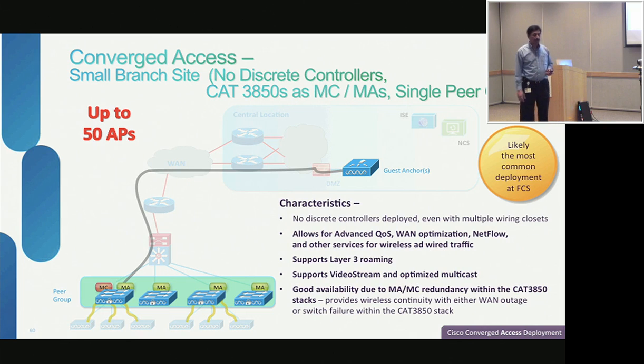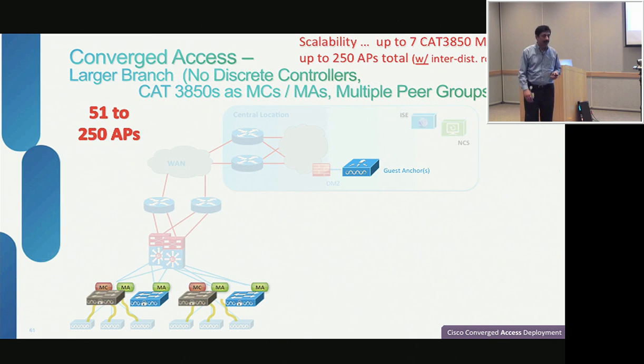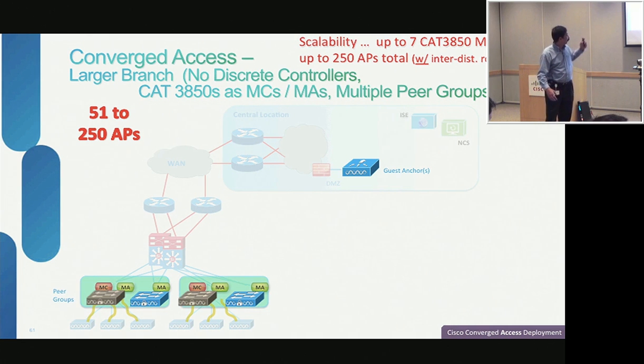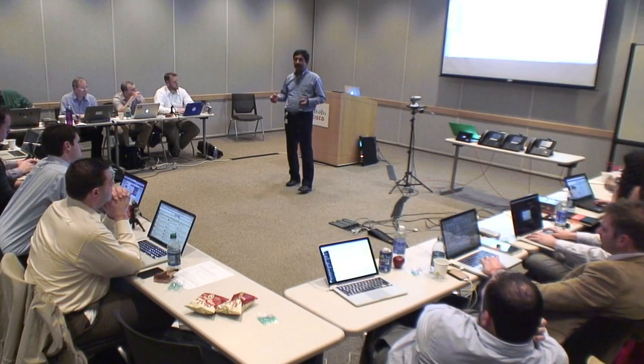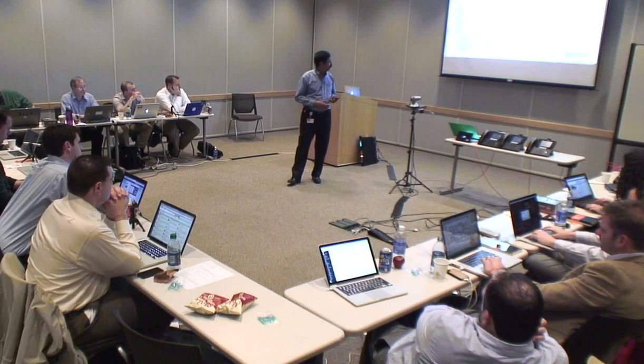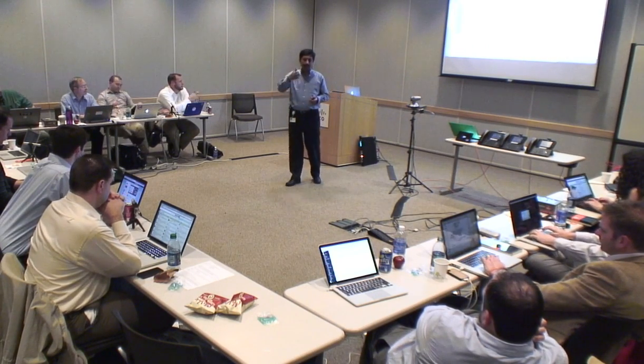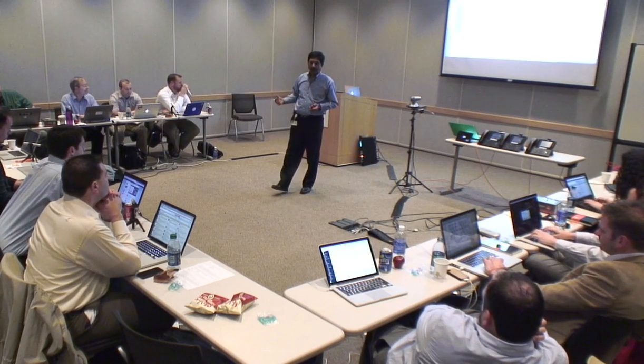But if you want to do anything more than this, if you want to scale between 51 to 250 access points, you can still go with the 3850 as the setup. You do not need an external controller. You can have MCs on the 3850 configured and still have up to 250 access points connected here, and scale up to 16,000 clients. Here comes the catch. When you scale beyond 250 access points, you need to use an external controller, which is basically a 5508 or a 5760 or a WiSM2.